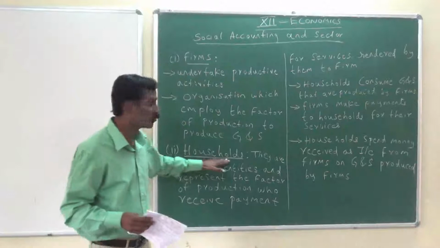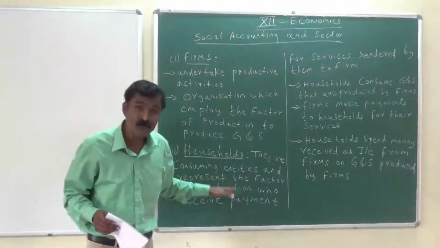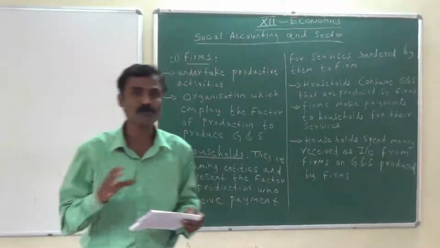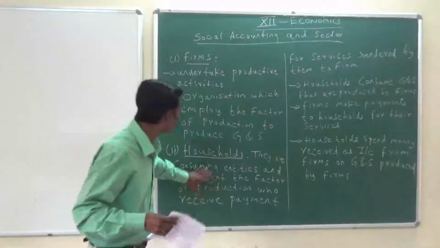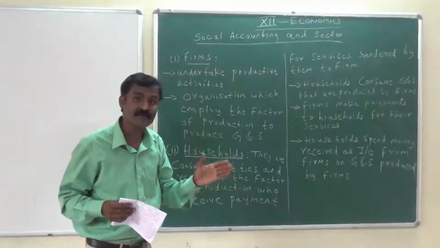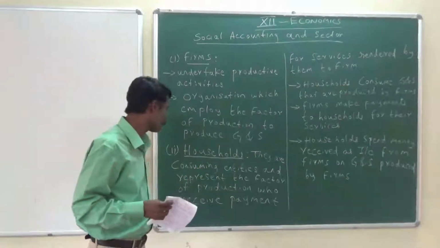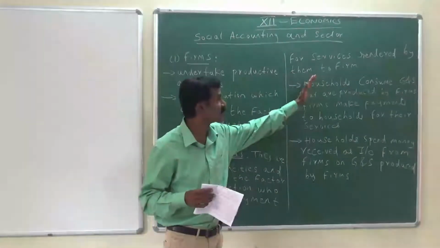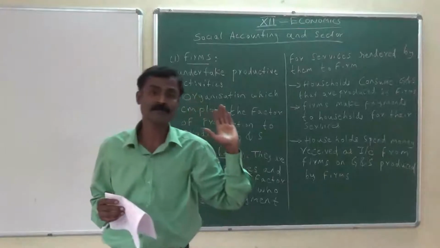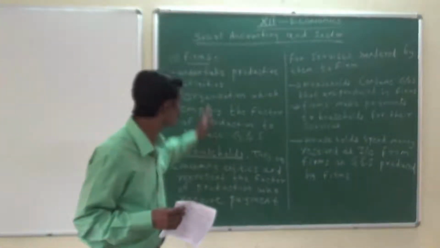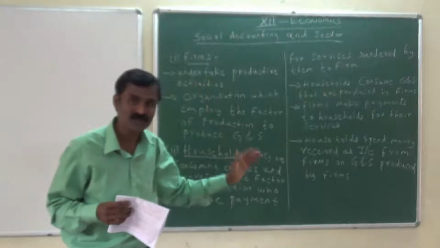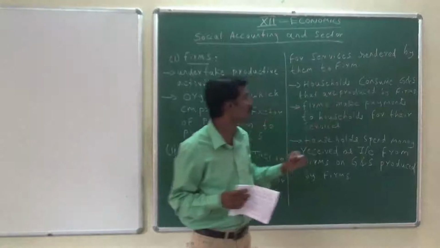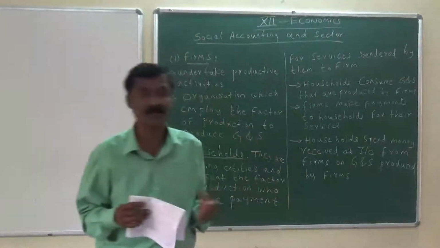The next is households. Who are households? They are consuming entities and represent the factors of production. That means households are people who want to work in the firm to manufacture or produce goods. After producing the goods, the households receive payments from the firms for services rendered. That means the household works in the firms, produces the goods and receives payments from the firms. Now households consume goods and services that are produced by the firms.